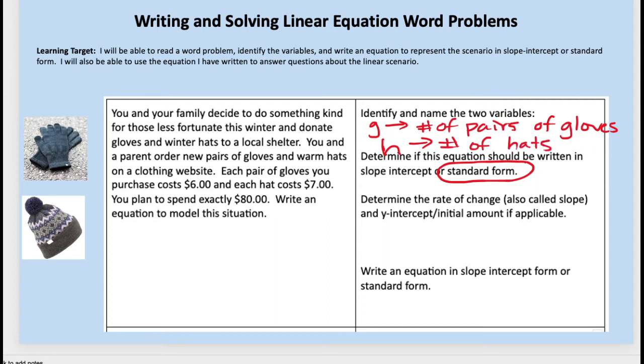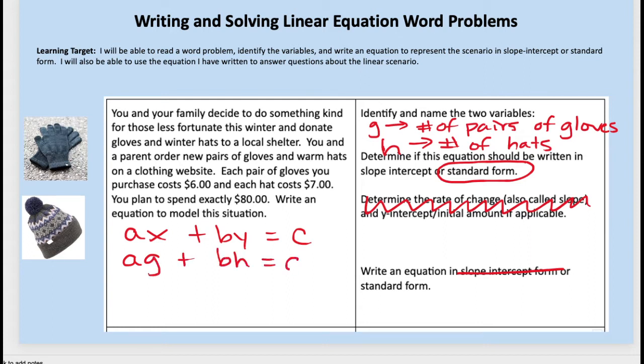Okay, since we're doing standard form, we don't really need to know the rate of change or the y-intercept. So now we're going to write our equation in standard form, which is ax plus by equals c. Or, in this case, a times g plus b times h equals c.